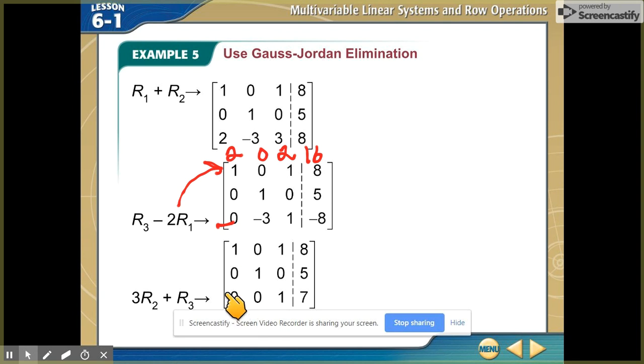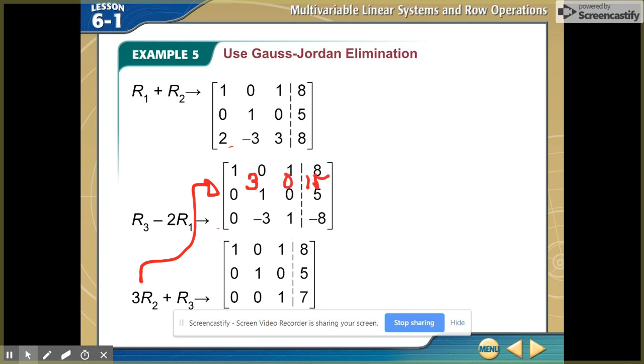We do the same idea on this last one. We're just trying to manipulate it. If I do 3R2 plus R3, so let me get rid of this stuff up here. So if I do 3R2, that's this, it's going to go up there. That becomes a 3, 0, 15.